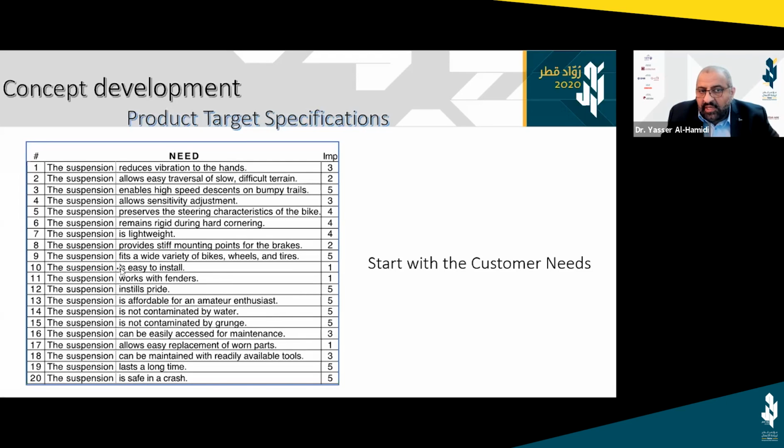For example, easy to install was ranked first, which means this is the most critical and most important customer need. And the same for works with vendors. Number 5 here may be a less important customer need. You are going to deal with all of these customer needs, but again, ranking the importance of these customer needs would really help you during the whole development process.